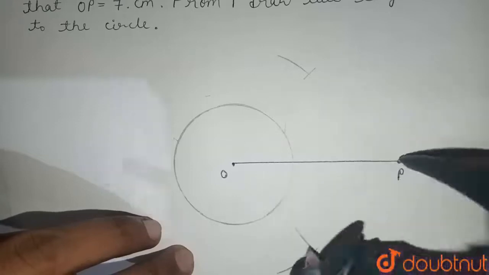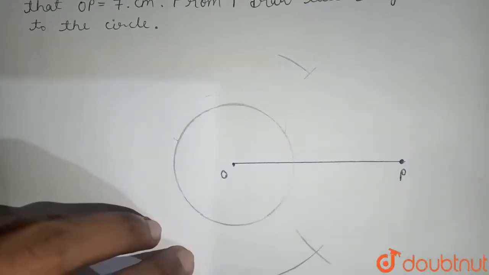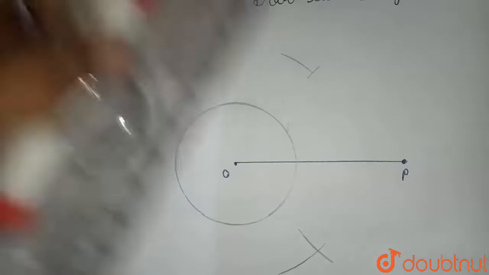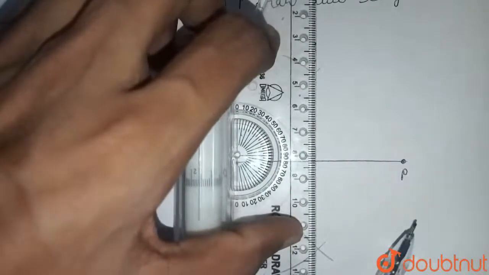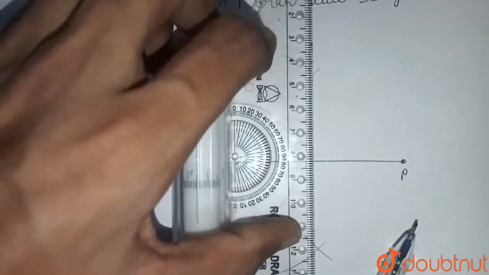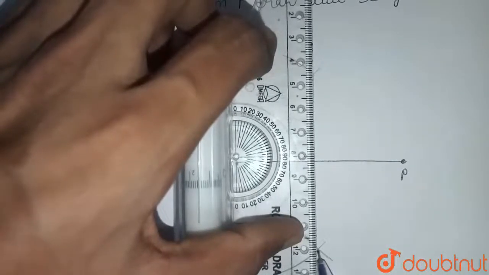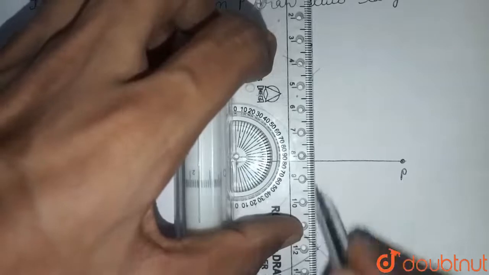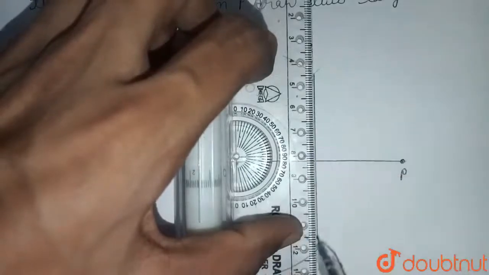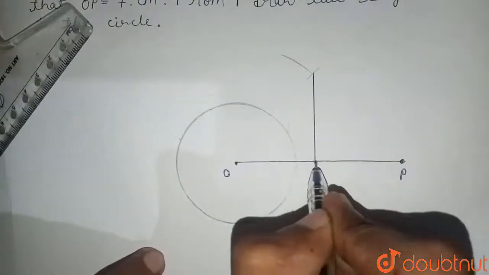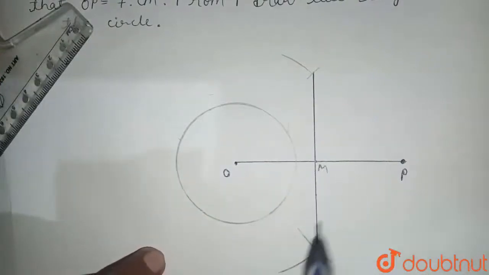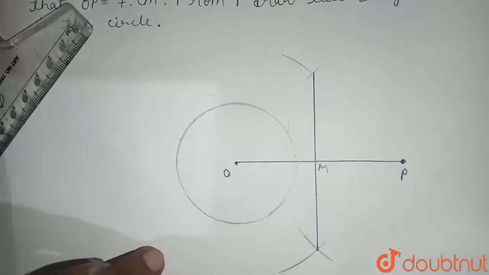Now we'll join these points to get the bisector of OP. So this is the bisector of OP. Let's take this point M.